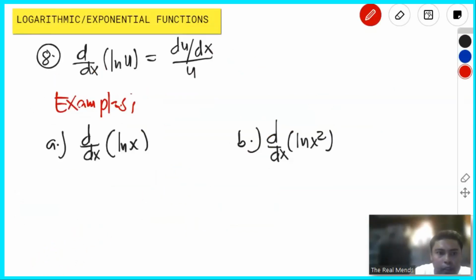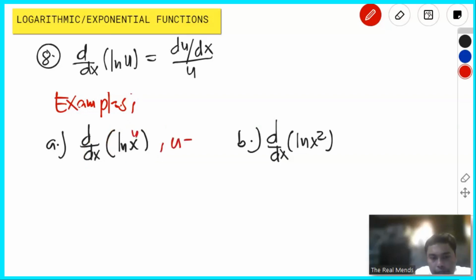Okay, from this one, the logarithmic exponential, if we get the derivative of ln u with respect to dx, that is just du over dx over simply u. We have here a problem. Get the derivative of ln x with respect to dx. From that, our u here is x.